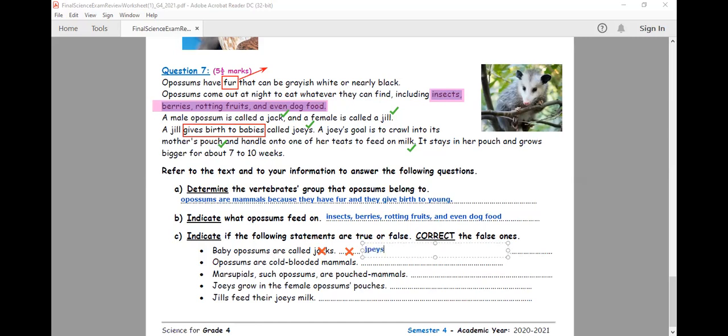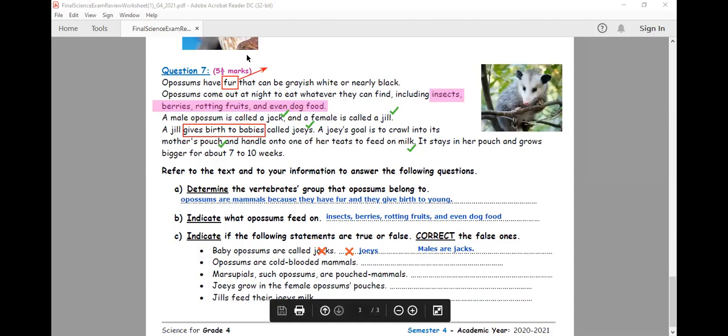Who is called a jack? The male is the jack. Male opossums are jacks. To say adults, we have to say adult male.